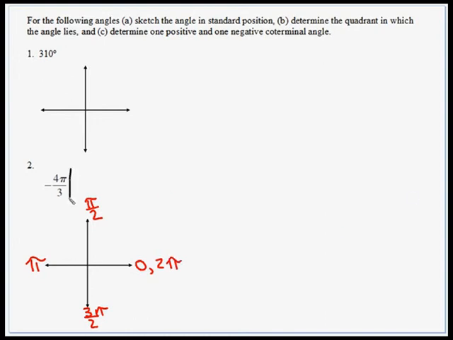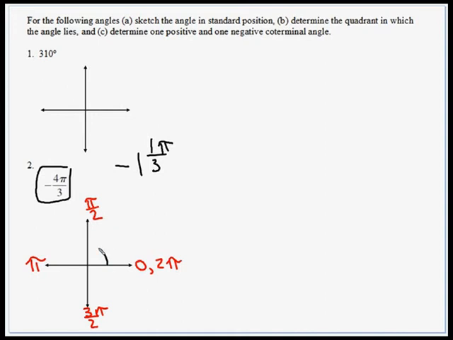Now this is an improper fraction. I like to convert those to a mixed number. It makes it easier to see when I'm sketching it. So if I convert that into a mixed number, 3 divides into 4 one time with 1 left over. So 1 time with 1 left over out of 3, negative 1 1/3 pi.